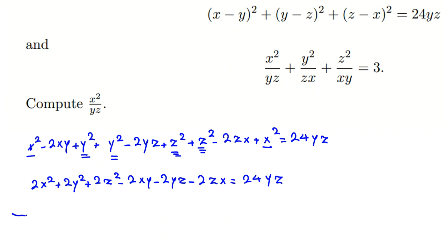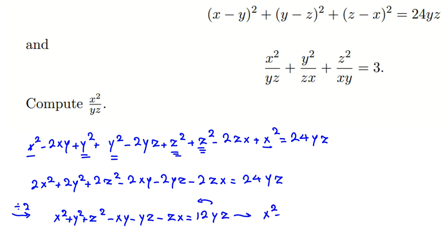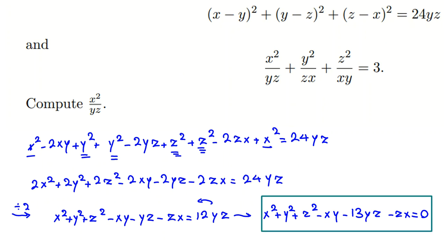Now, if you divide both sides by 2, it will be x squared plus y squared plus z squared minus xy minus yz minus zx equals 12yz. Now, if we take these to the left hand side, x squared plus y squared plus z squared minus xy minus 13yz minus zx equals 0. Okay, so the first thing we've reached is this. Let's draw a rectangle around that. Now let's work on the second assumption.